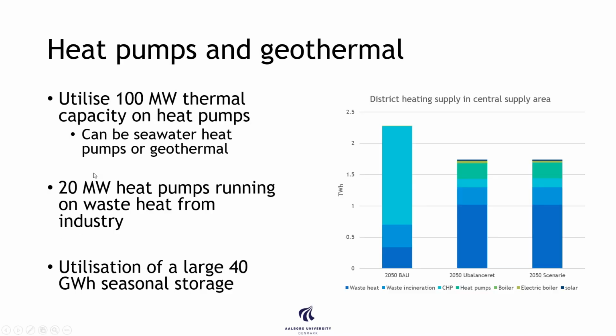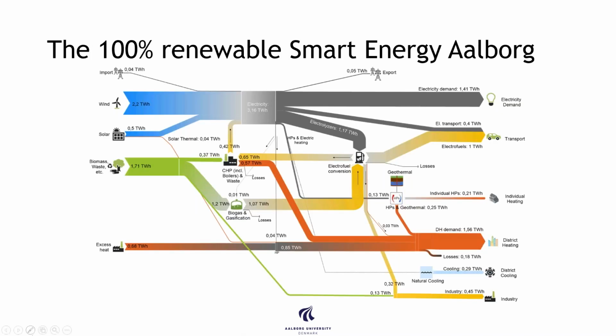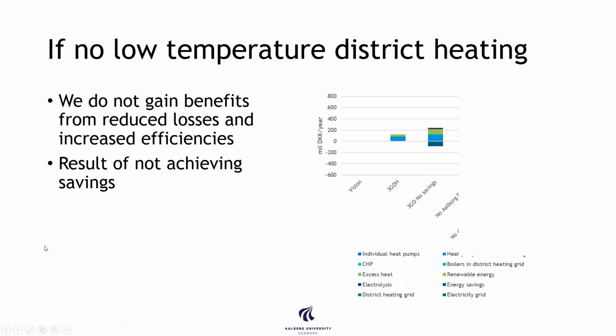We utilize 100 megawatts of thermal capacity on heat pumps. These can be seawater in our case, or we can use geothermal resources. And then we have some heat pumps running on waste heat from industry, and we utilize a 40 gigawatt hour seasonal storage. And then we achieve this 100% renewable Smart Energy Aalborg.